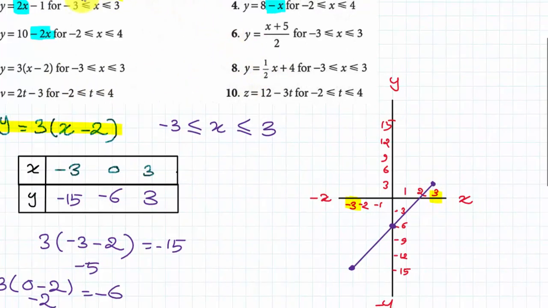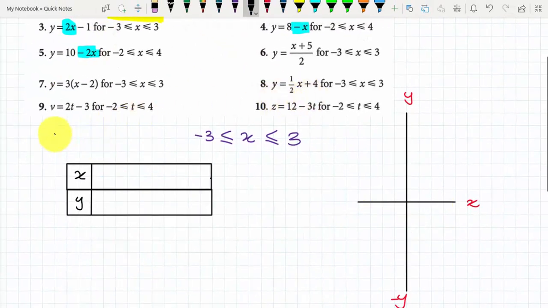Question 8. Equation is like this: y equals 1 over 2x plus 4. Between negative 3 and 3, it's fine to pick any number, but this time, because we multiplied the number by 1 over 2, try to pick some even numbers. That makes the calculation easier if you are not using a calculator.